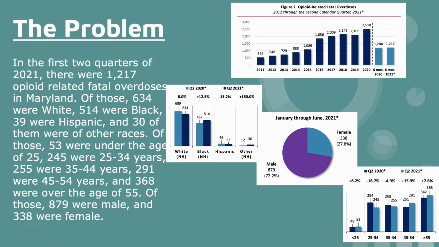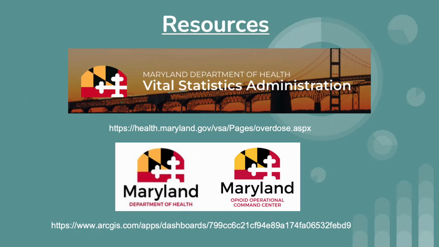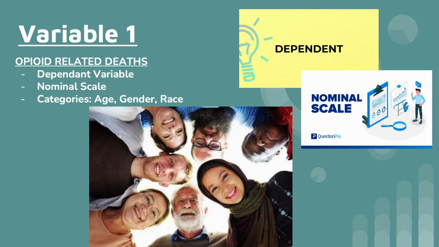So the problem as I had listed it was, in the first 2 quarters of 2021, there were 1,217 opioid-related fatal overdoses in Maryland. And then of those, I broke down by race. And then of those, I ended up breaking down by age. And then of those, I broke down by gender. And I'm going to scratch all this because I'm changing it next week. And those were the resources that I used to actually find those stats.